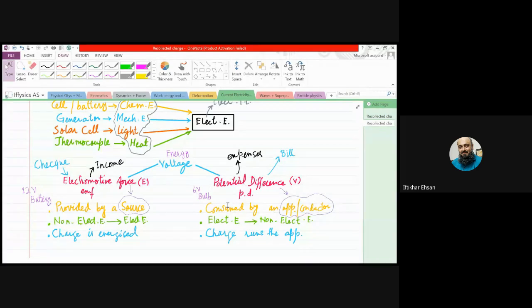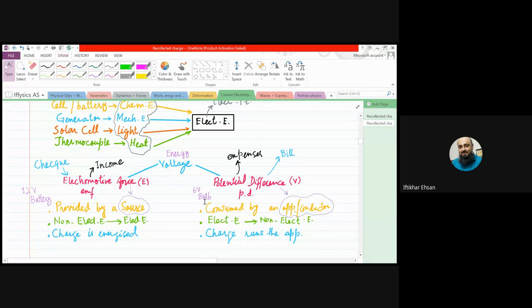Ji beta, what do you think? If on any bulb it is written 6 volt bulb, what will the bulb do with this 6 volt? It will consume, not provide us. It will use this 6 volt to work.